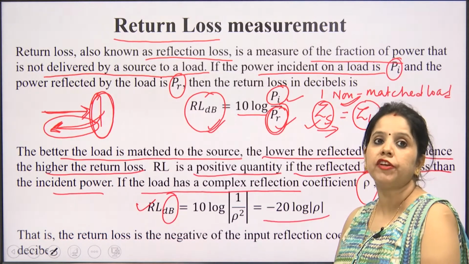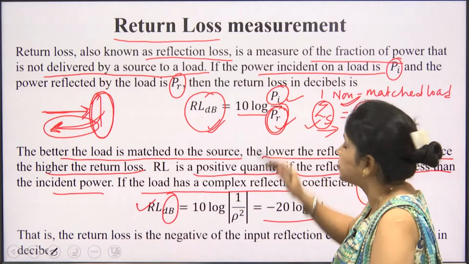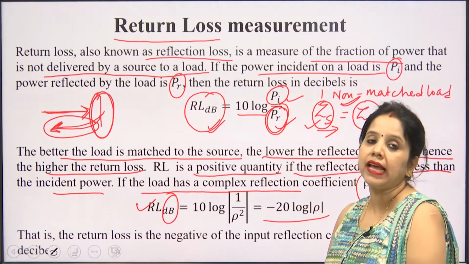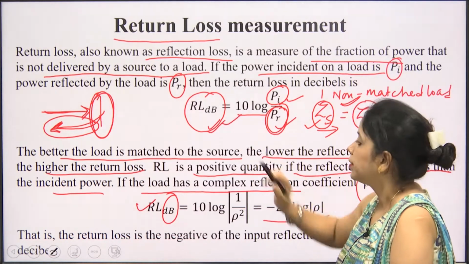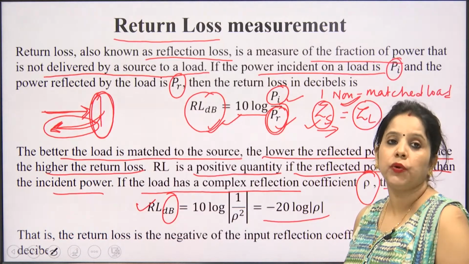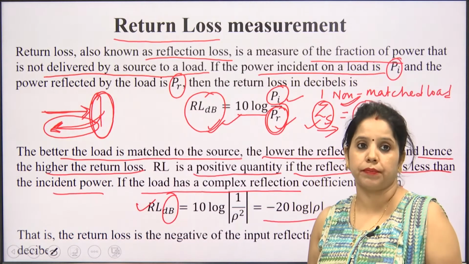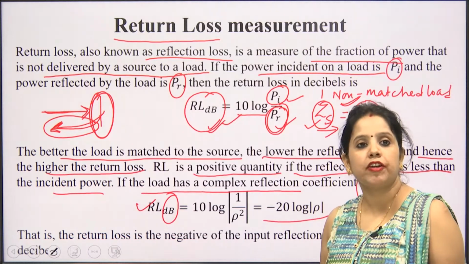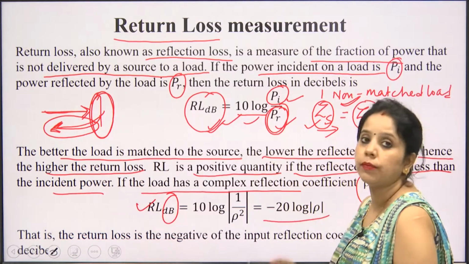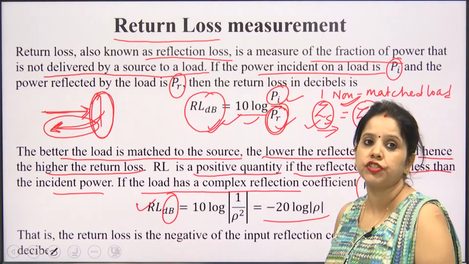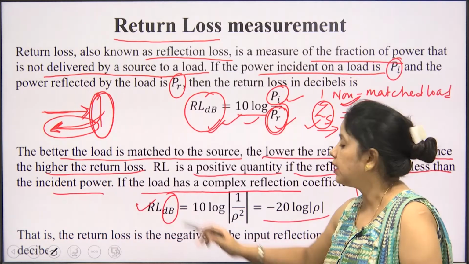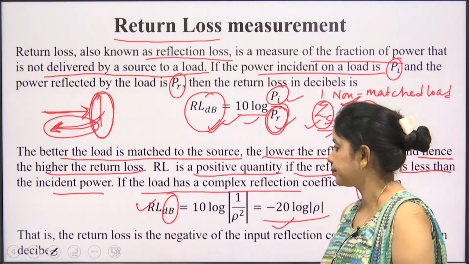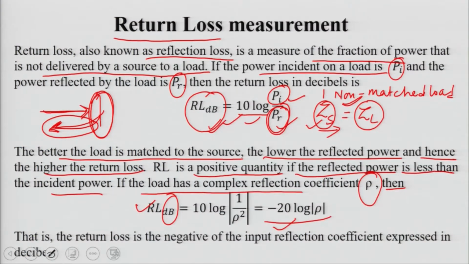And if we are provided with the value in terms of reflected power and incident power, then we will go through this formula. So, which formula you are going to use for the return loss measurement depends upon the value available with you. If the power value is available with you, kindly go with this formula, and if the reflection coefficient value is available with you, then go with this formula. Return loss is the negative of the input reflection coefficient expressed in decibels.